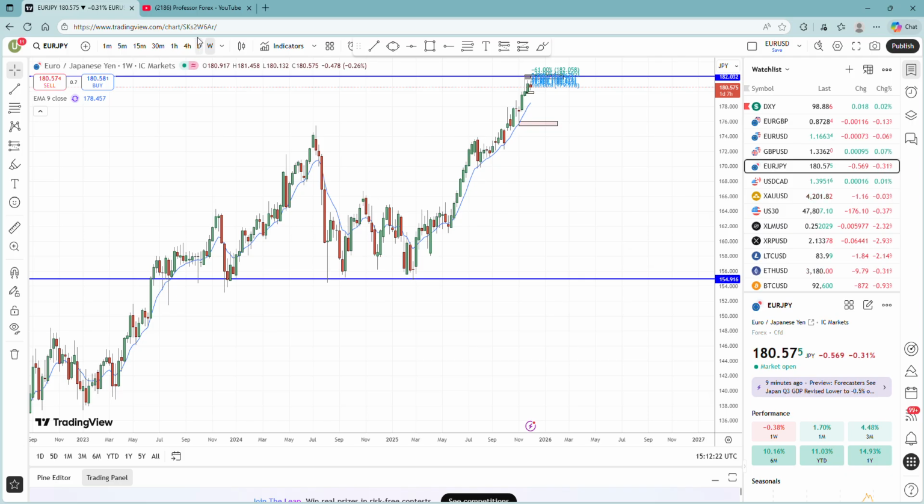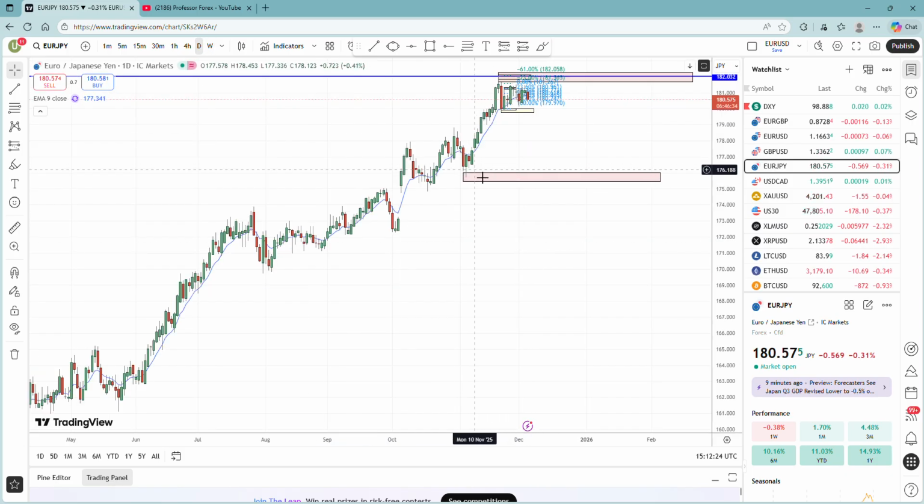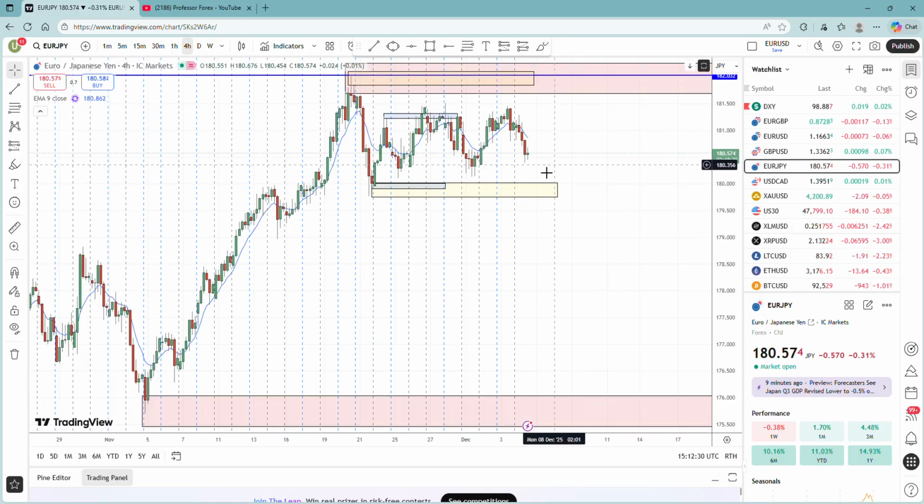EJ, weekly support, weekly resistance. Daily support, daily resistance. It's currently at close to the daily resistance. Here's your H4 levels. As you can see, it's in a range.